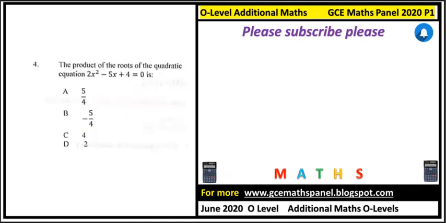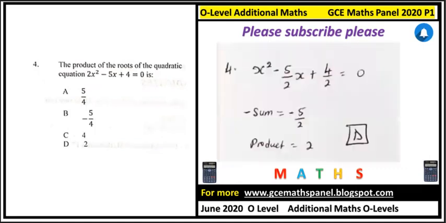4, the product of the roots of the quadratic equation 2x squared minus 5x plus 4 equals 0 is, here, to get the product of the roots, we must first express this quadratic in the sum-product form. That is x squared minus sum of roots x plus product. So we divide all through by 2, and we will have the negative sum of roots. Note, the negative sum of roots is equal to minus 5 on 2, while the product is equal to 4 on 2, which is 2. Key D.